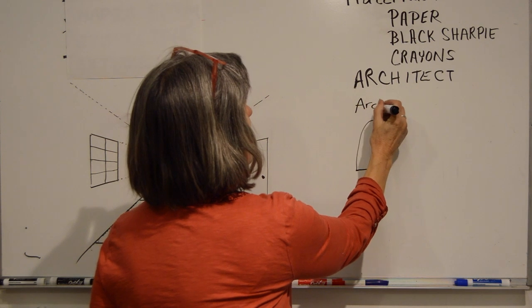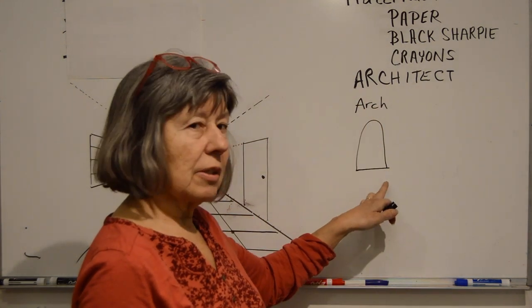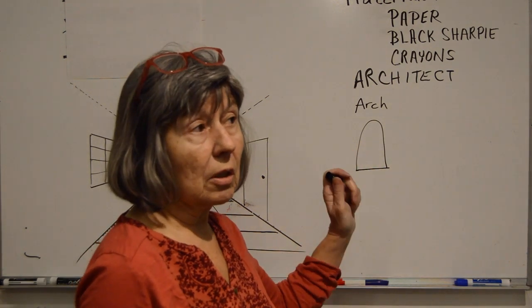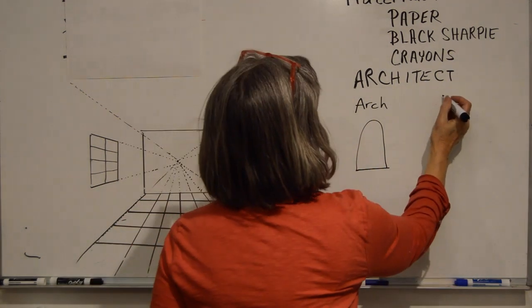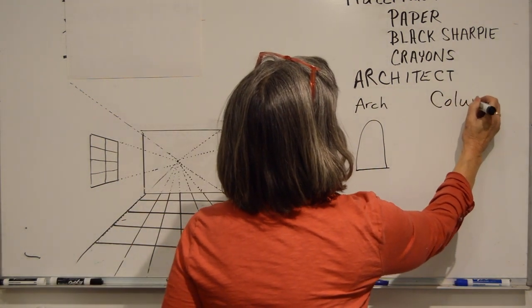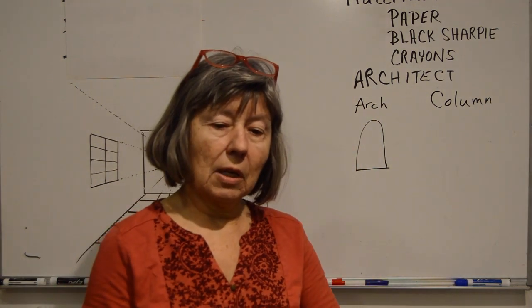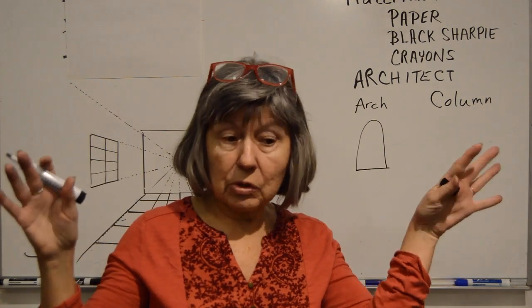So an arch, as you can see, is just a door or window that's round at the top. And we're going to use some arch doors or windows in our building today. And the second one is called a column. A column is kind of like a post thing that on the outside of a building is usually holding up like a porch or something.